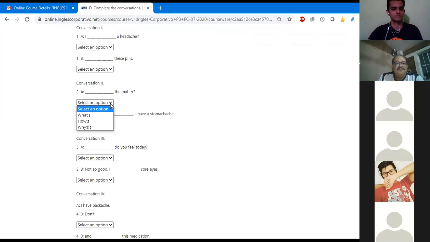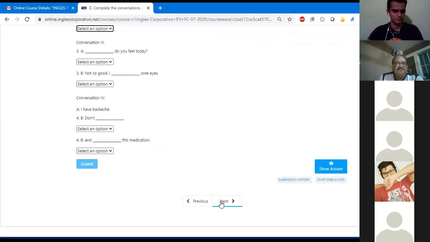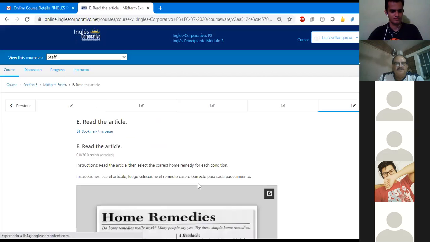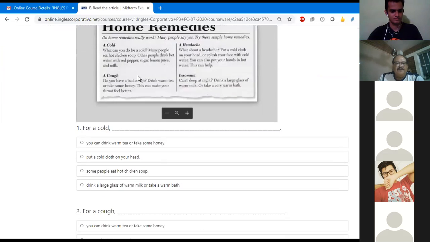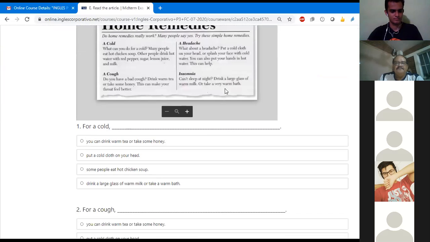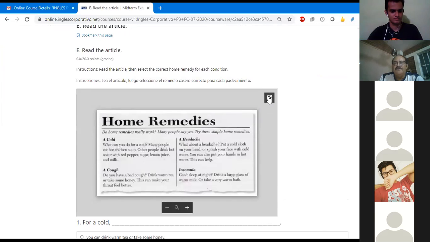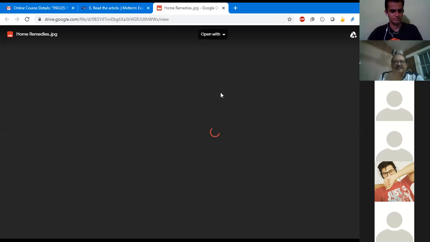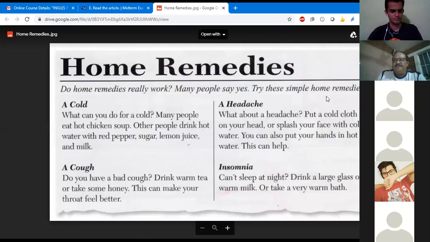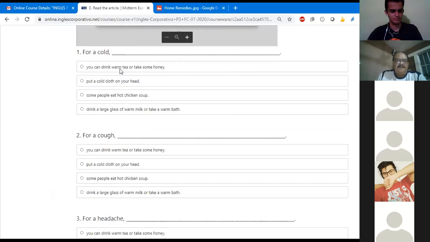Let me see, estas son options. Yes, you have to choose one from each one. And then we have home remedies. Este como lo que acabamos de ver es una lectura comprensiva. Creo que si tienen algún problema, no. En caso que lo vean en computador o en teléfono, era muy pequeño, acá lo pueden ver con mayor facilidad y luego venir acá a contestar.